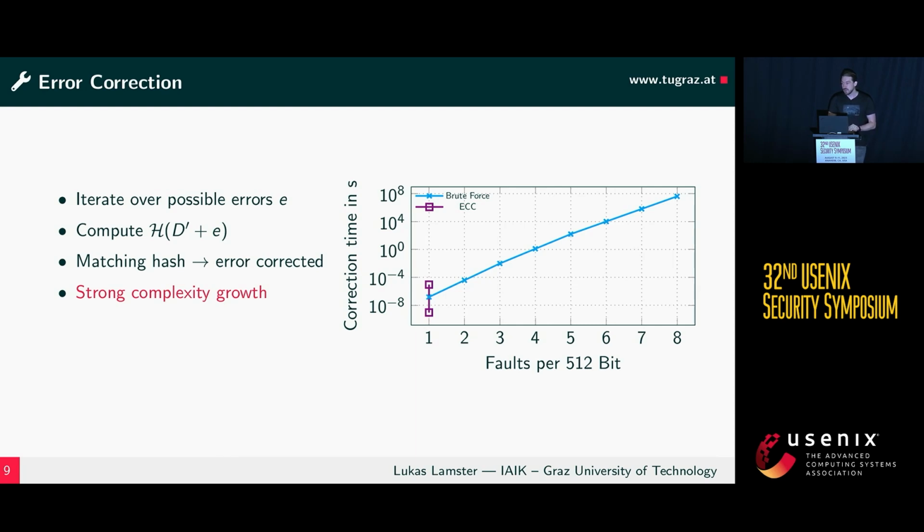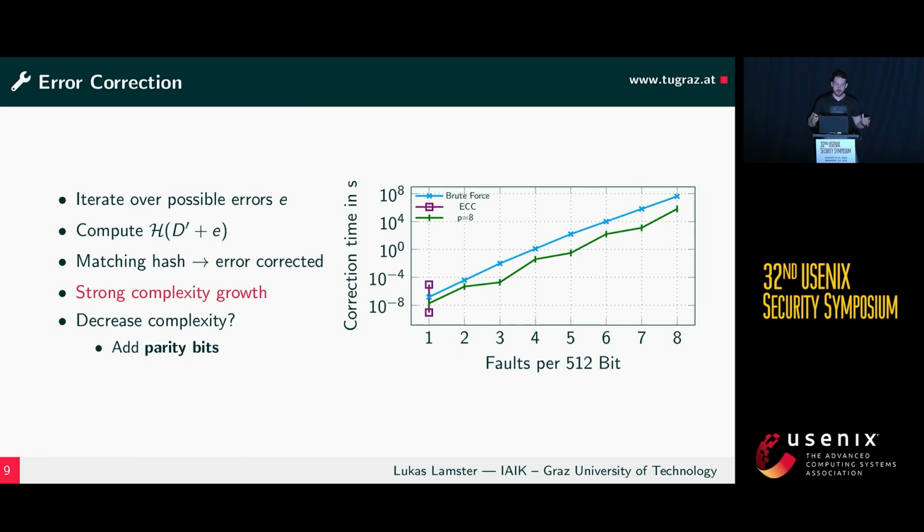If they don't match, we have to try again. Now, the issue is that the complexity of this approach grows pretty fast. So it's approximately exponential growth in the number of iterations and also, of course, in the time it takes. So how can we reduce this complexity? One approach that we investigated was to add additional parity bits, because they can help us to not directly locate the error, but to judge where the error might be. So it tells us we don't have to search the complete cache line, but the first half of the cache line or the first 25% of the cache line. That depends on how many parity bits we add.